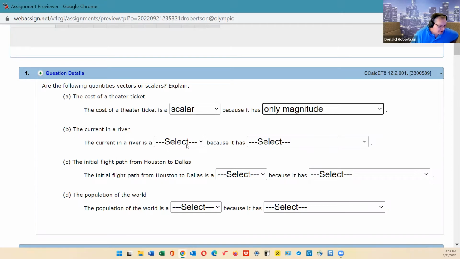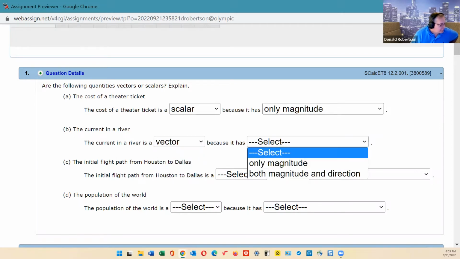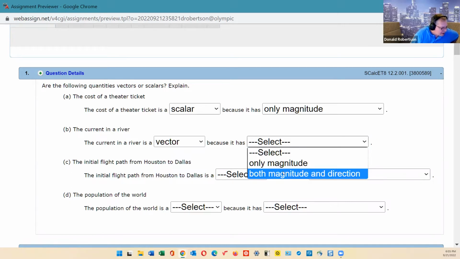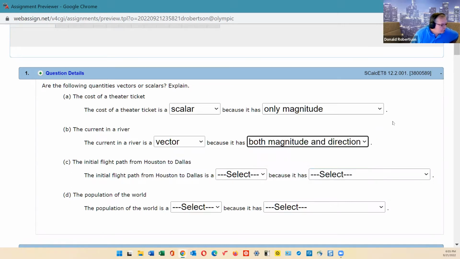The current in a river, that's a vector, because doesn't a current in a river have a magnitude and a direction? Couldn't you be going upstream 4 mile an hour or downstream 4 mile an hour? Couldn't the current be at 30 degrees north, right? Or 55 degrees south, right? Doesn't it have a direction to it, the current? That makes it a vector. Do you have a direction? Yes, you're a vector. Are you only a number? Then you're a scalar.